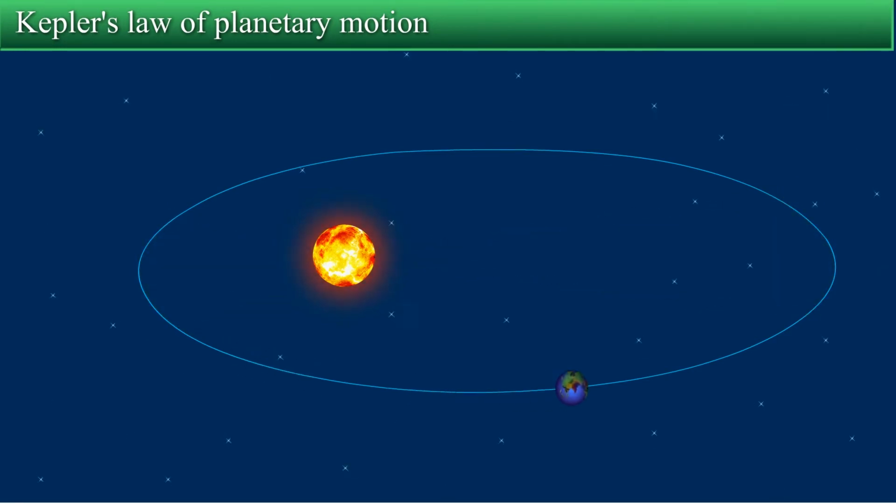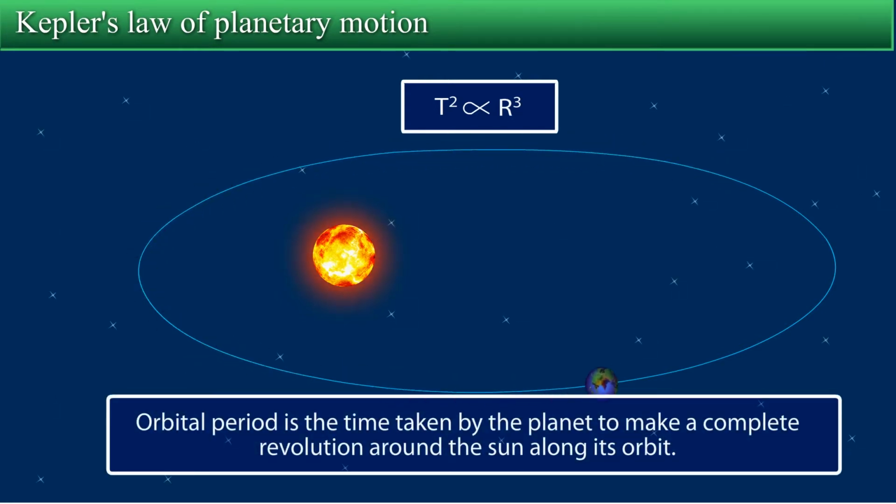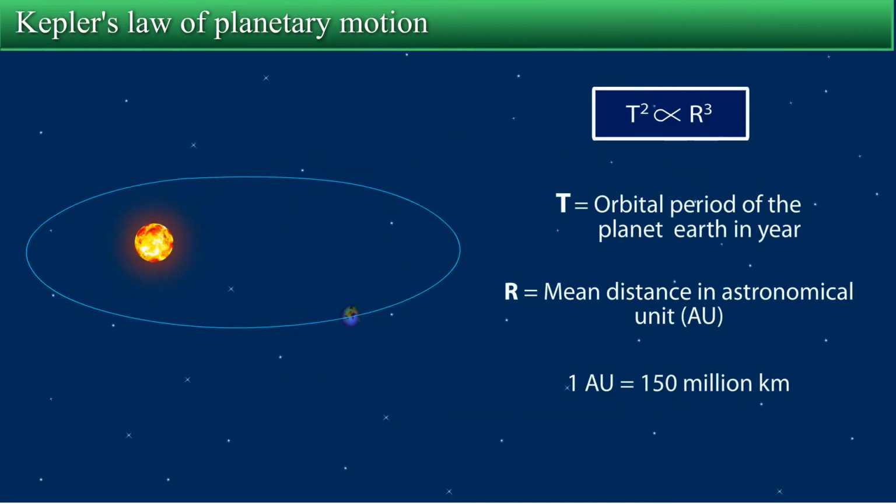Kepler's third law states that the cube of the mean distance of a planet from the Sun is proportional to the square of its orbital period t. Orbital period is the time taken by the planet to make a complete revolution around the Sun along its orbit. Here t is the orbital period of the planet in Earth years, while r is the mean distance in astronomical units. 1 astronomical unit is equal to 150 million kilometers.